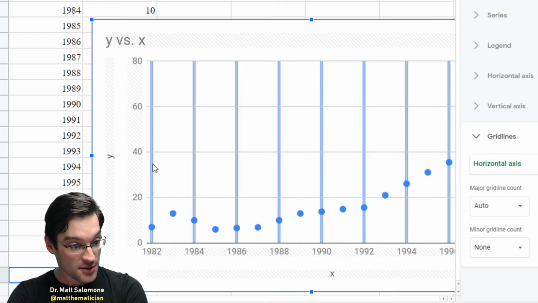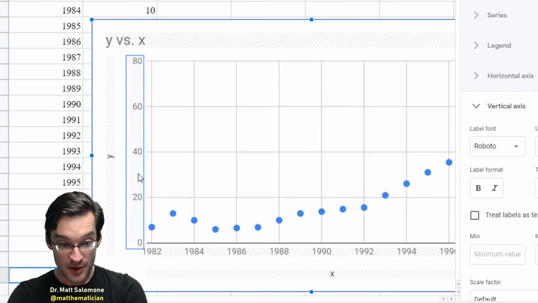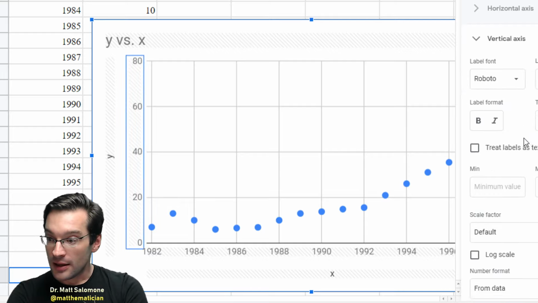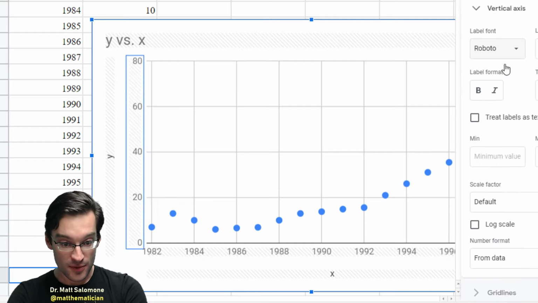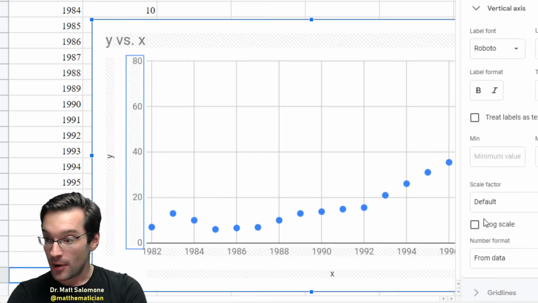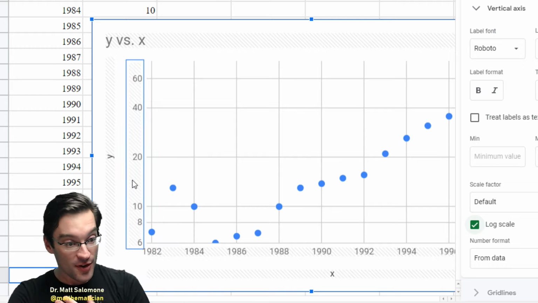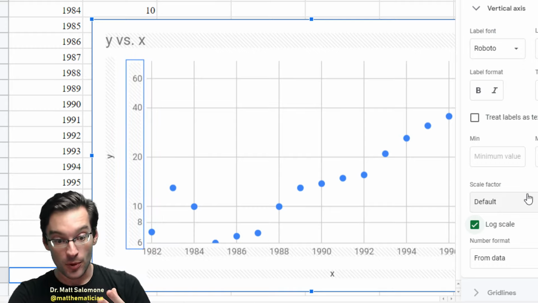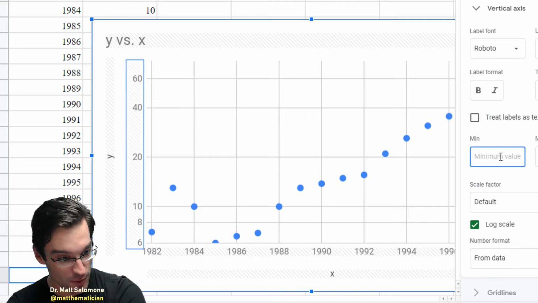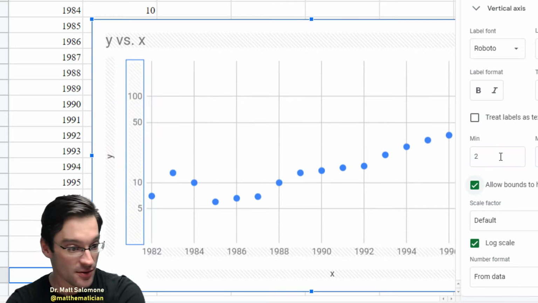So what I did is I just double-clicked on my vertical axis here. And in my Google Sheets window that pops up, I just want to choose this checkbox right here that says log scale. What that does is it transforms the scale on my axis so that instead of counting by pluses, I'm now counting by times. So equal distances are now represented by equal ratios rather than equal differences. And I'm now going to just rescale so that I go from, I don't know, 2 to 256 or something like that.